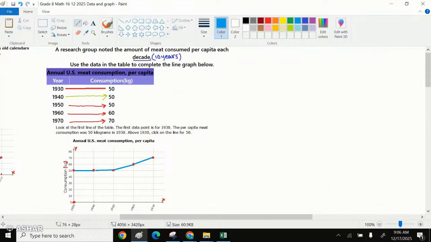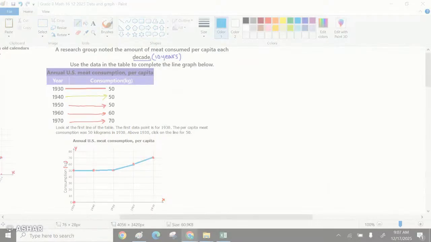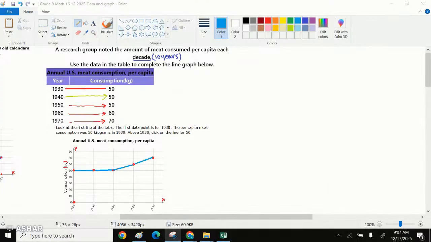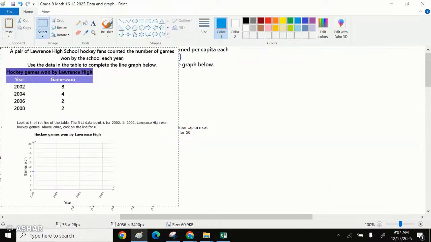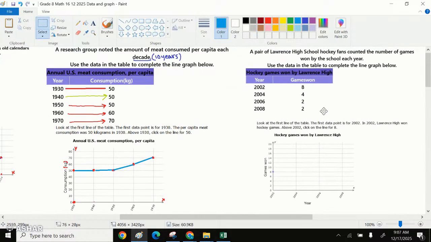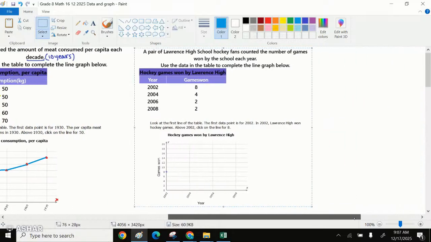Okay. Let's try another question. Let's go back to the website. Let's go to the lesson. Okay. The next question we have is, let's copy this and let's draw this. A pair of Lawrence High School. I'll just copy it so that we can continue with the question. Okay. The next question is this.